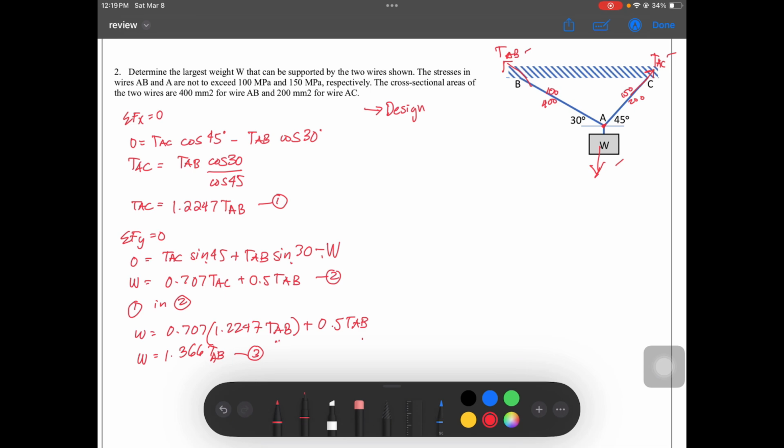So, let's check stress AB. Ano ang kayang action ng member AB, ng wire AB? Okay. So, stress AB natin is 100 MPa. So, force over area. What is our force? Siyempre, yung tension AB.